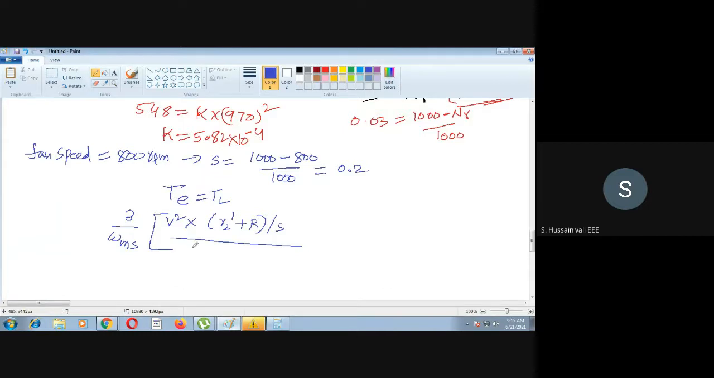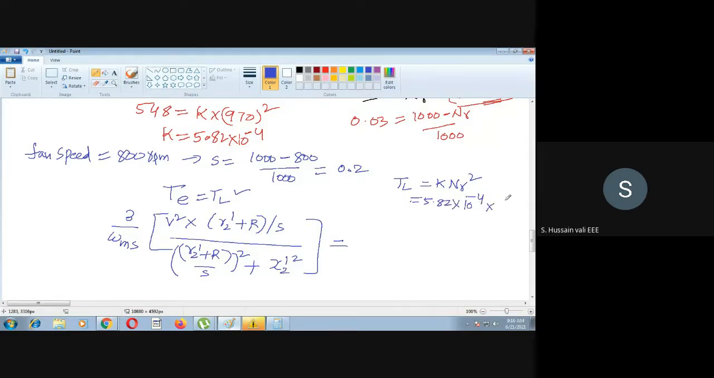Divided by R2 dash plus R by S whole square plus X2 dash whole square. So this is the electromagnetic torque, and this should be equal to the load torque. Now, what is the load torque? Now we'll recall. Load torque is equal to K into NR square. What is K? We found 5.82 into 10 power minus 4 into NR square.